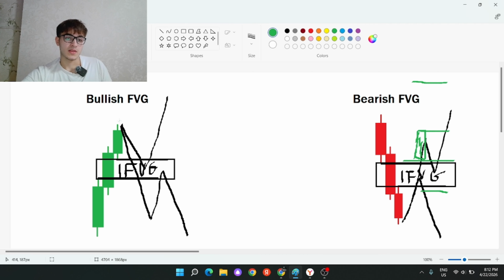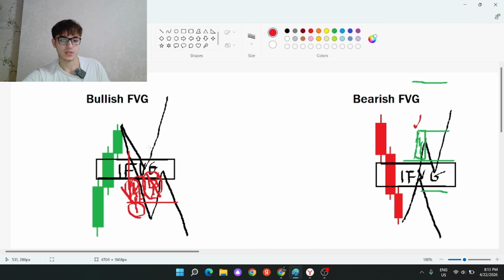For a bullish fair value gap, I'm waiting for a candle to close below this inverse fair value gap with its body. I don't want to see wicks right here. I don't want to see this candle. If I have a candle like this, I will not open a trade to the downside, because this is invalid for me. But this is valid and this is valid, even if we have a small wick, as long as we have a big body.